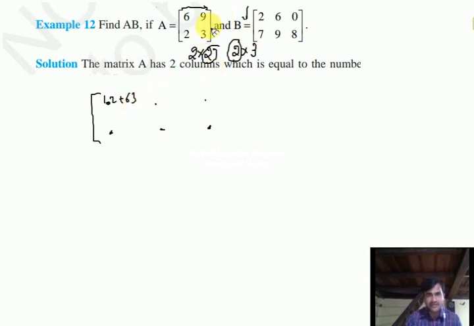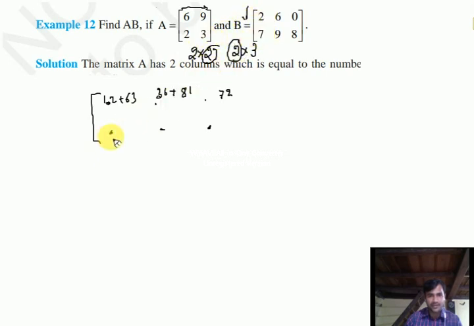Next similarly, this is first row, second column, then it will be 6 into 6 is 36 plus 9 into 9 will be 81. Then first row, third column, 6 into 0 is 0, 9 into 8 will be 72. Similarly, you can find second row, first column. 2 into 2 is 4.